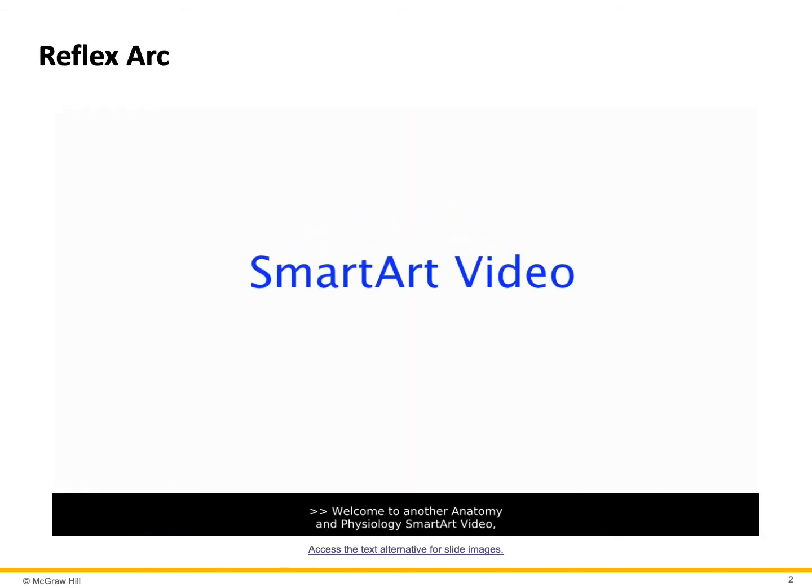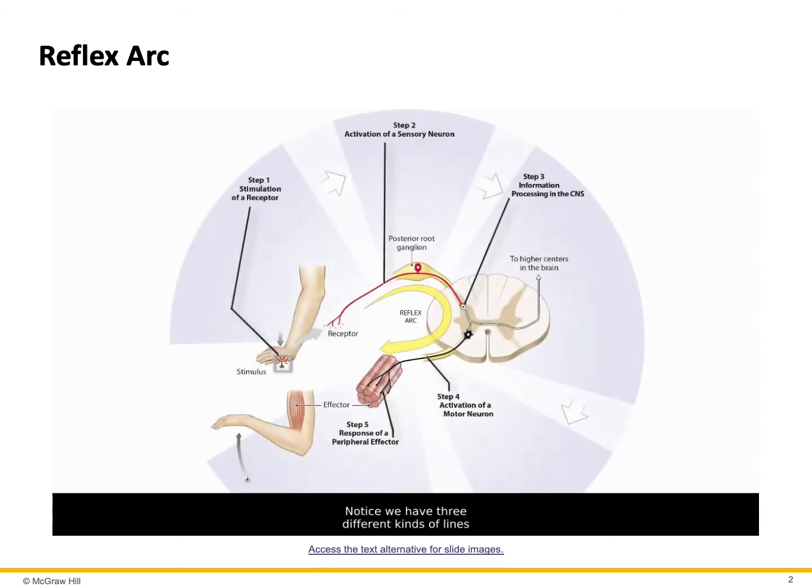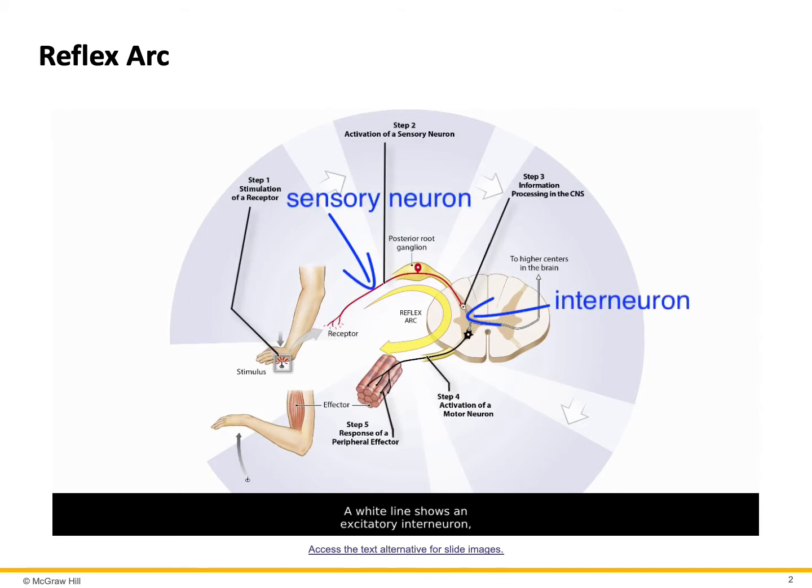Welcome to another Anatomy and Physiology Smart Art video, where we guide you through an important piece of art. After watching this video, you should be able to describe the 5 steps in a reflex arc. Notice we have 3 different kinds of lines to show what's going on. A red line is a stimulated sensory neuron. A white line shows an excitatory interneuron, and a black line shows a stimulated motor neuron.